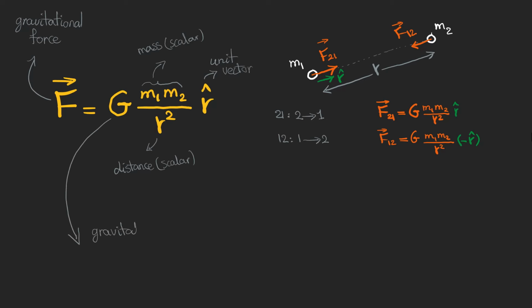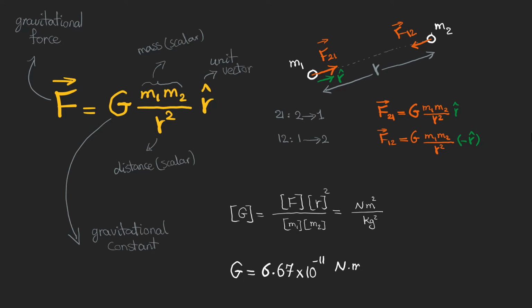This symbol here is called the gravitational constant, which is one of the many invariant quantities that we come across in physics. By a quick dimensional analysis, you can find its dimension to be Newton meters squared over kilograms squared. The magnitude of this constant is 6.67 times 10 to the power of minus 11 Newton meters squared over kilograms squared, or purely in SI units, meters cubed over kilogram seconds squared.